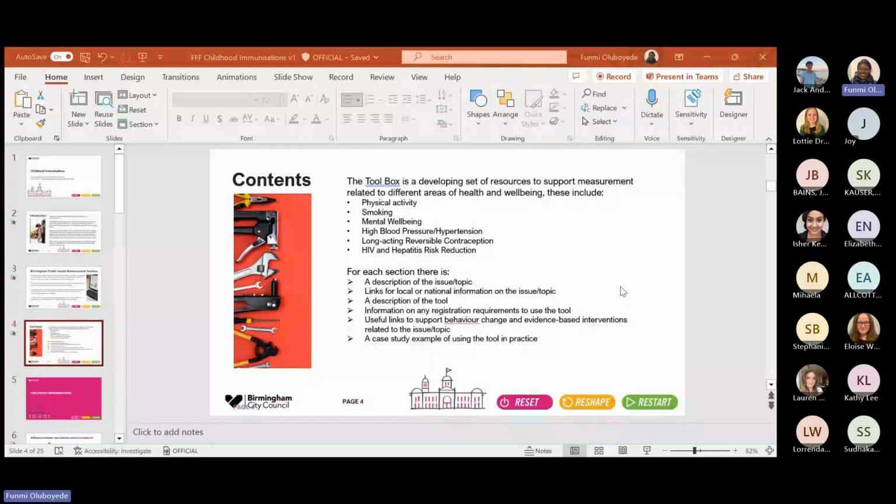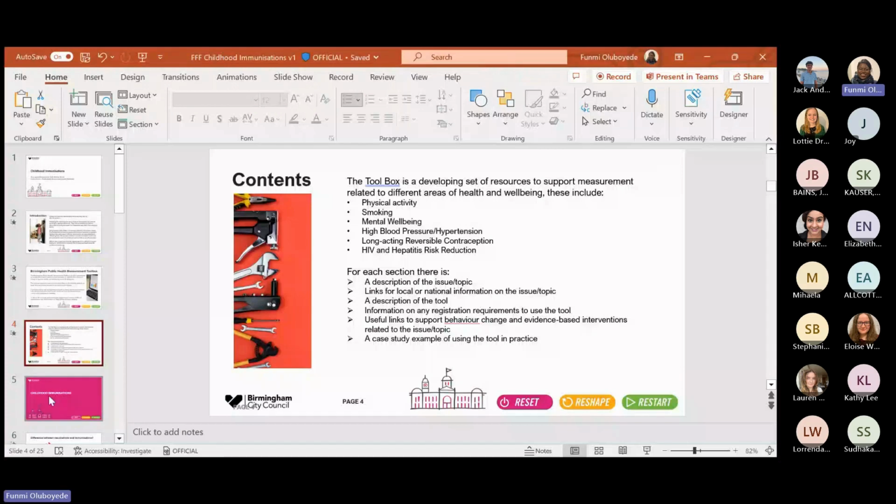For each section, there will be a description of the issues or the topic that we're talking about, links for local and national information on the issues or the topic, a description of the tool itself, information on any registration requirements to use the tools, useful links to support behaviour change and evidence-based interventions related to each topic or issue, and a case study example of using the tool in practice.